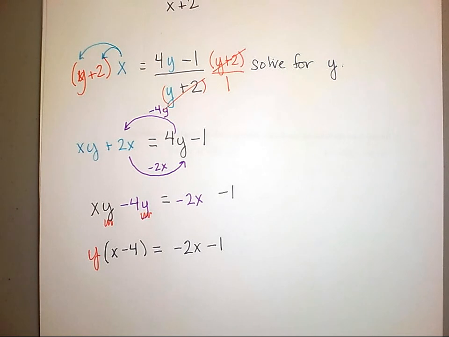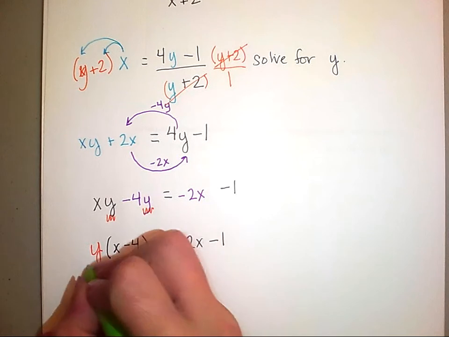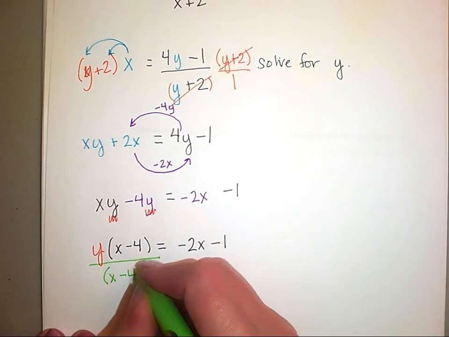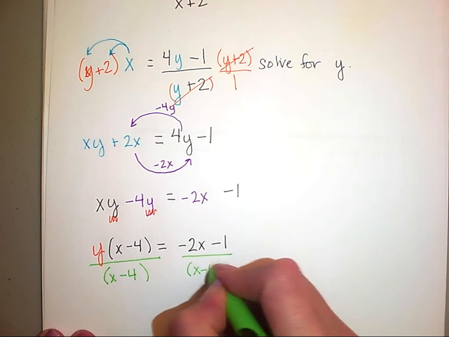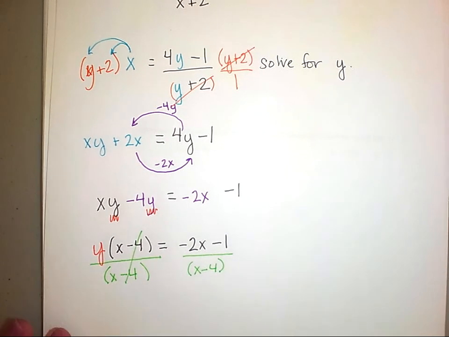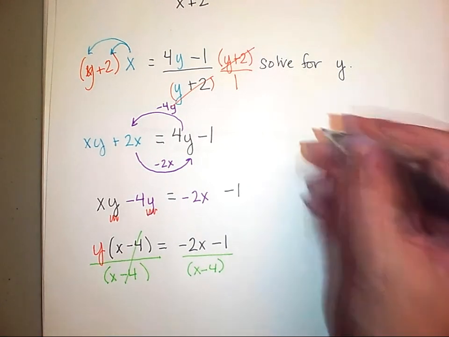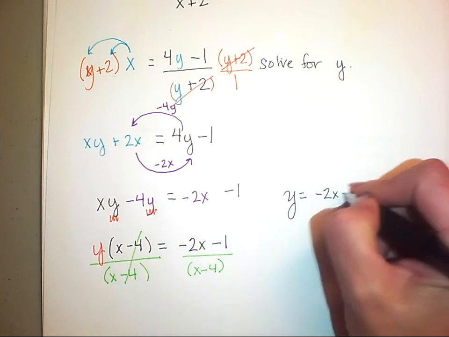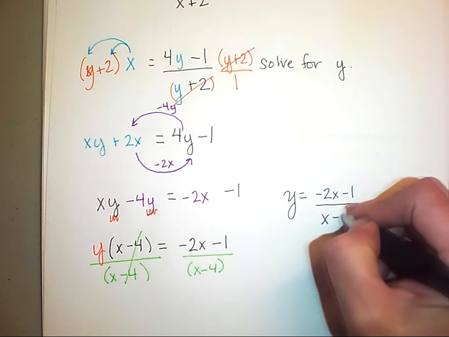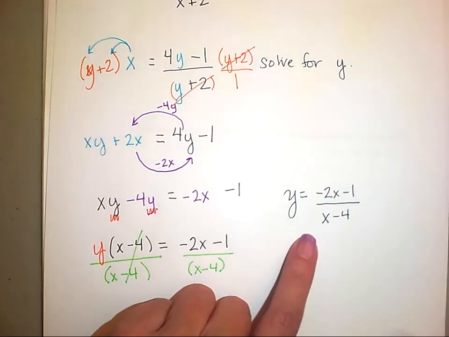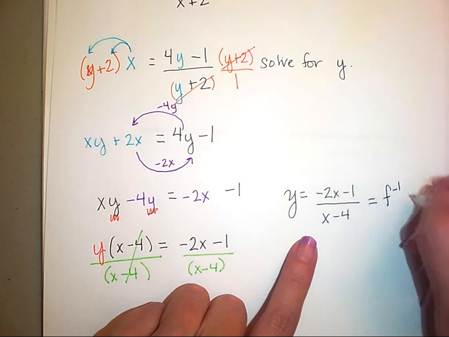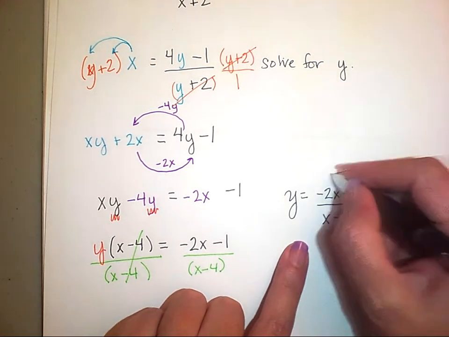And now we're done. We've turned two y's into a single y, and I just want to solve for y so I can undo what's happening to it. So if I'm multiplying by x minus 4, I could divide by x minus 4. Then those will cancel, and I would be left with y is equal to negative 2x minus 1 over x minus 4. And since we went through so much trouble determining this, let's at least label it as an inverse.